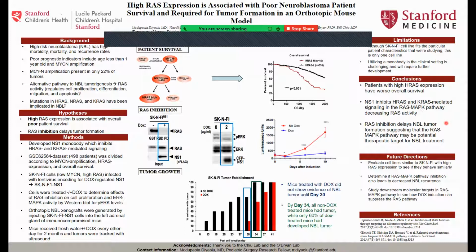In the future, we aim to evaluate cell lines similar to SK-N-FI with high RAS expression to see if they behave similarly. We also hope to determine if RAS-MAPK pathway inhibition also leads to decreased neuroblastoma recurrence. Finally, we aim to study downstream molecular targets in the RAS-MAPK pathway to see how dox induction can suppress the RAS pathway.